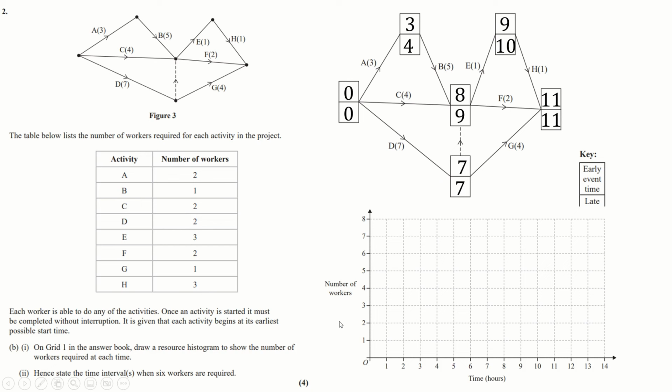Do a histogram here. So we're going to start maybe with the critical path. We don't have to because it just says that everything has to be done as early as possible. But just by habit, maybe start with critical path. T takes 2 people, so it's 2 tall and takes up to 7. And then G takes another 4 hours and it only takes 1 person.